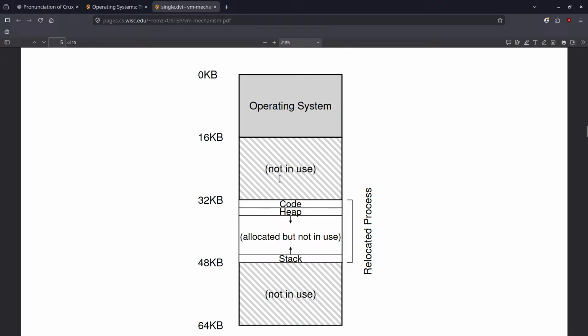Operating system not in use, code heap, relocated process.